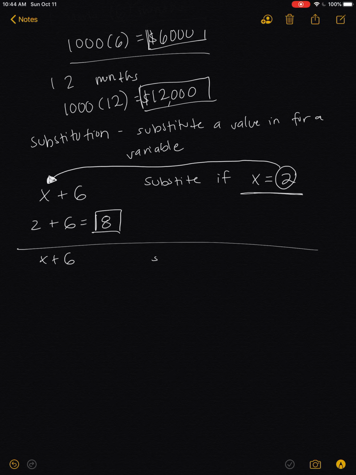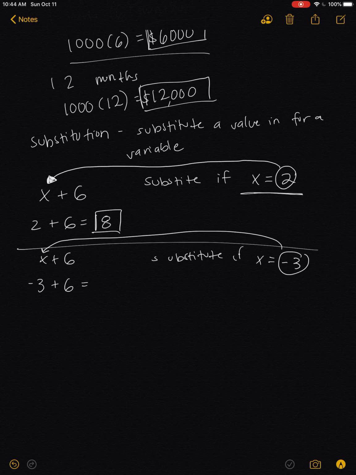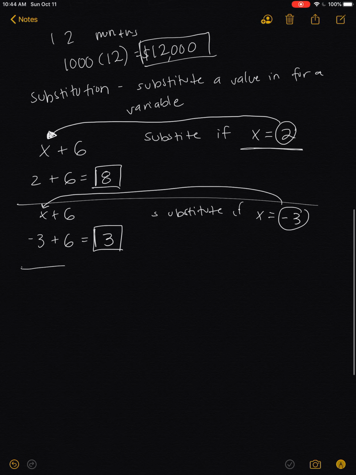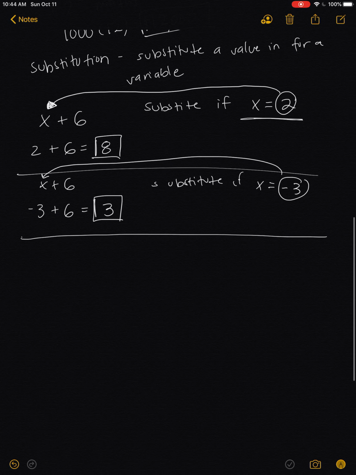Maybe it'll be like the same problem. Maybe it says substitute if this time maybe X equals -3. Okay, so now we're going to take the -3, we're going to substitute it into X, get -3 plus 6, so that should leave you with 3. All right, so going back to that review, adding and subtracting negative numbers, things like that. Okay, so just some substitution examples.